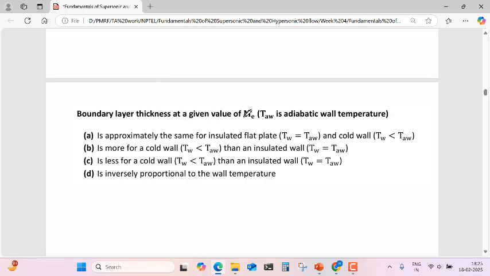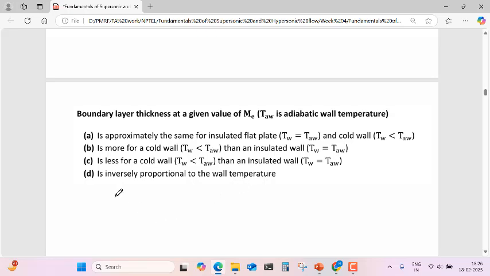Boundary layer thickness at the given value of Me, Taw is adiabatic wall temperature. Is approximately the same for an insulated flat wall, Tw equal to T adiabatic, and a cold wall, Tw less than T adiabatic. Is more for a cold wall, Tw less than T adiabatic, than an insulated wall, Tw equal to T adiabatic. Is less for the cold wall, Tw less than T adiabatic, than an insulated wall, Tw equal to T adiabatic. Is inversely proportional to the wall temperature. Which will be the correct answer for this one?